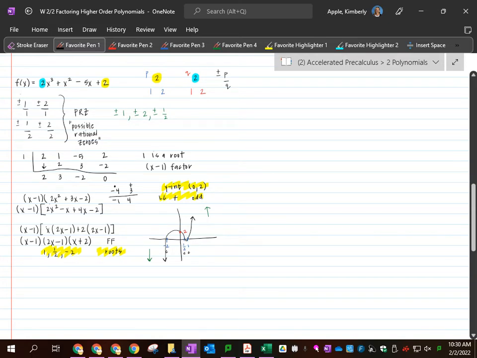Set each factor equal to 0, I've got the roots. Going back and double checking myself, this is a 3rd degree polynomial, so I should have 3 roots. And I did: 1, 2, 3. After that, I'm ready to go graph it.